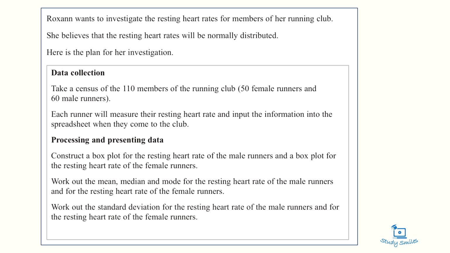Processing and presenting data. Construct a box plot for the resting heart rate of the male runners and a box plot for the resting heart rate of the female runners. Work out the mean, median and mode for the resting heart rate of the male runners and for the resting heart rate of the female runners. Work out the standard deviation for the resting heart rate of the male runners and for the resting heart rate of the female runners.